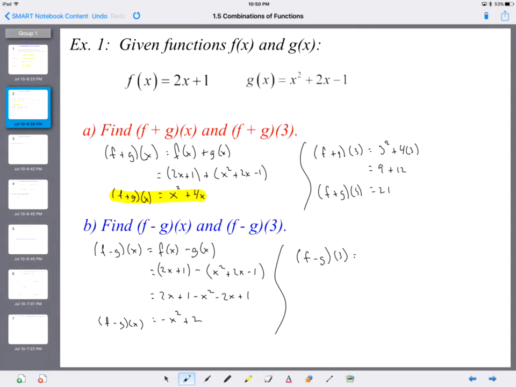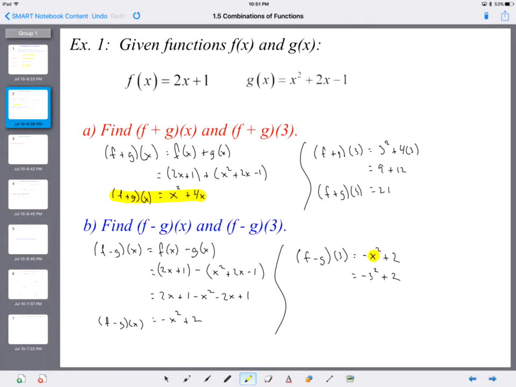And plugging in 3 into your new function. Pay attention on this because I'm going to write it as negative x squared plus 2 because that's what f minus g is. When you plug 3 in, the question that I would ask you is, is the 3 being squared, or is the negative 3 being squared? And if you look at it, it's negative x squared.